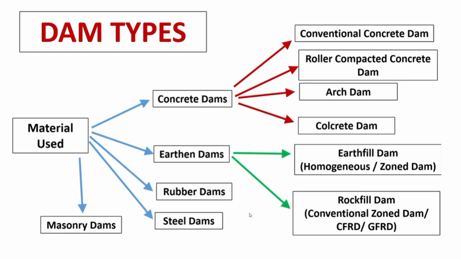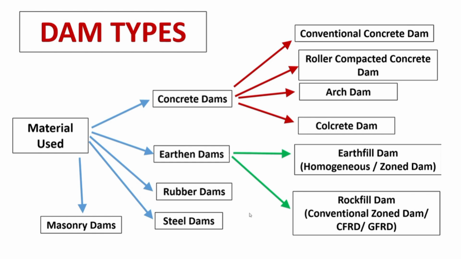We also have to fix the dam type because we have gathered all the information we required. Here we can see the different types of dams, based on the material type as shown here. There are other types of dams based on the purpose and so on, but the basic difference is material type. Concrete dams, earthen dams, rubber dams, steel dams and masonry dams are there.